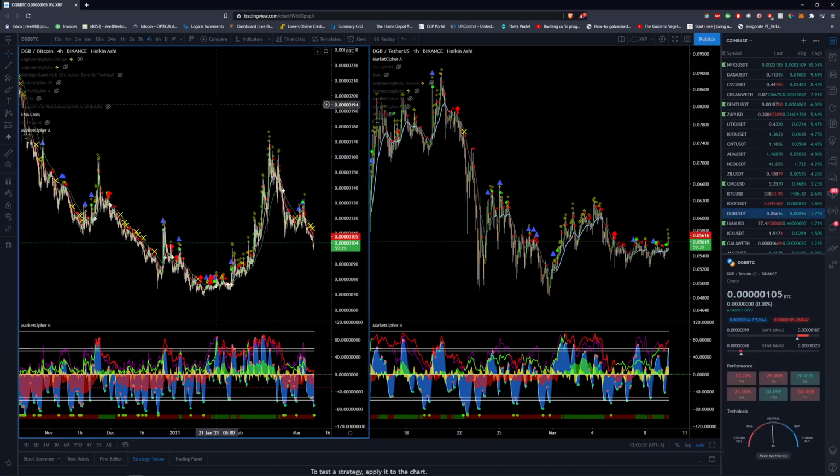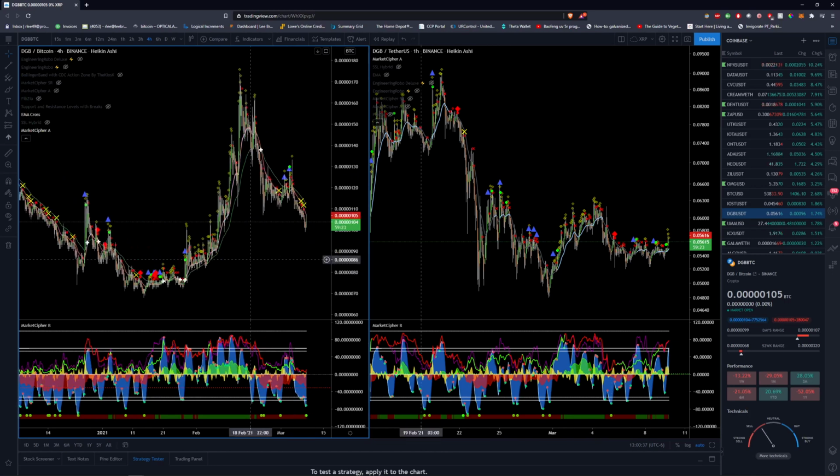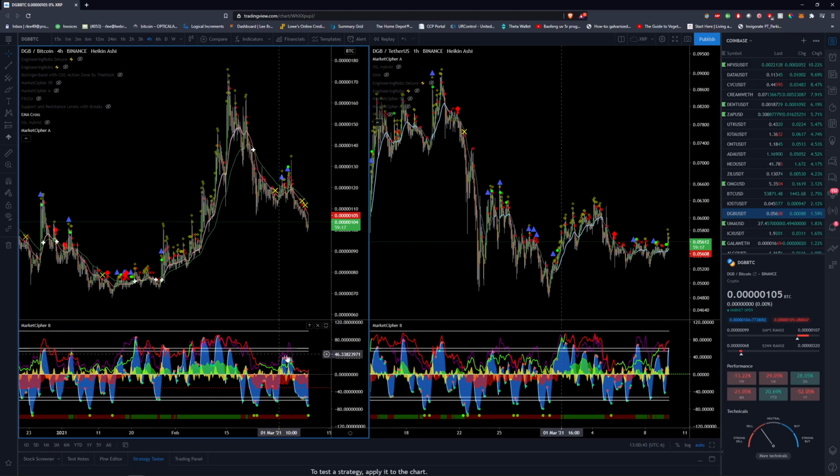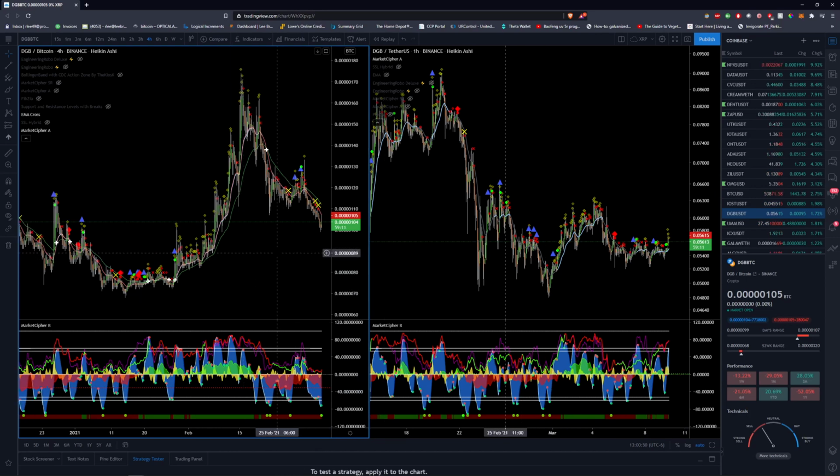So typically what I do when I'm looking at a coin for an entry is I look at this Market Cipher B here on the bottom. It's a lot better, in my opinion, than anything else that comes with the package.